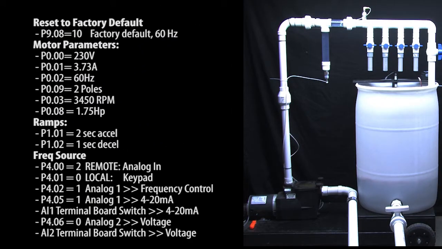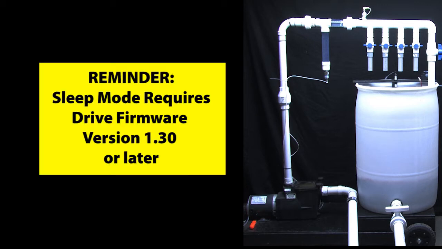We're using the exact same hardware, motor parameters, and analog setup as in the previous videos. The first video in the series explains all of that, so we won't repeat it here. Now please remember, Sleep Mode requires firmware version 1.30 or later.